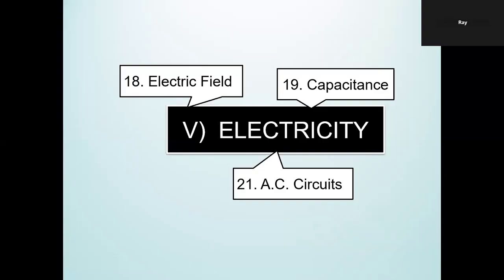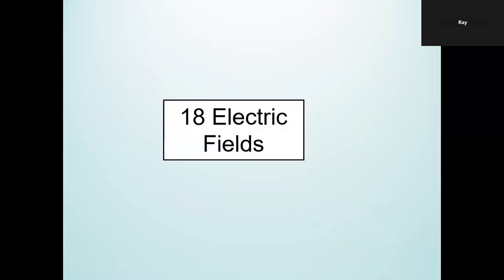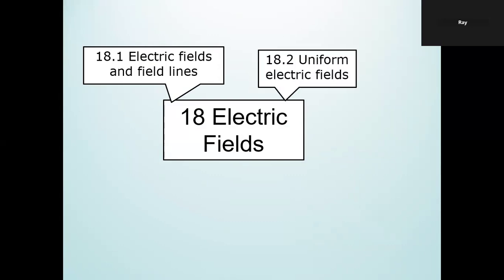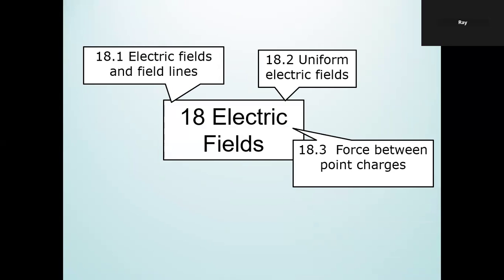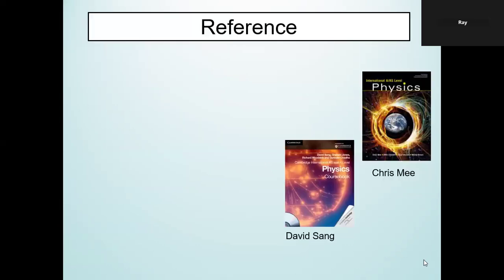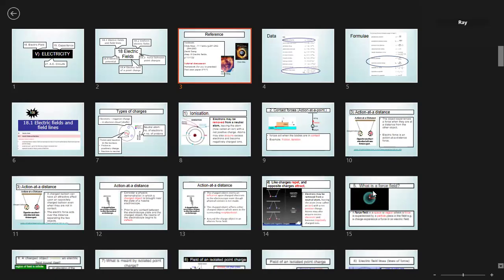Right? Topic 18, 19, 21. 21 is basically a combination of magnetic field and alternating current. So electricity and magnetism. According to the syllabus, under electric field, we will go to electric field and field lines, uniform electric field, force between point charges, electric field of a point charge, electric potential. Don't bother about the reference, you can use your own textbook.